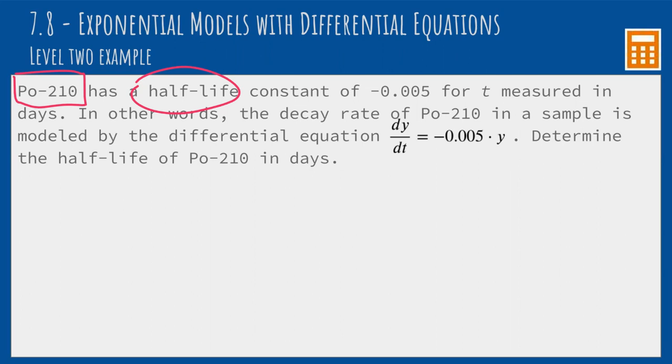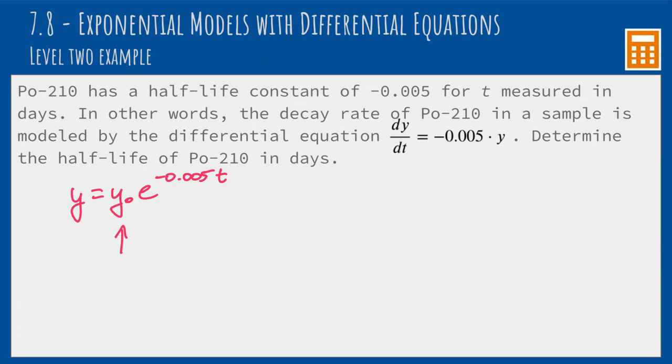So in this problem, we're given a decay constant or a half-life constant that gets plugged into that differential equation that represents exponential growth or decay. And so the solution to that differential equation is going to be this. So the general solution is y equals y naught times e to the kt, and we're just plugging this in for k. So we want to know how long it is for some initial quantity to be cut in half. So it really doesn't matter what we plug in for y naught.